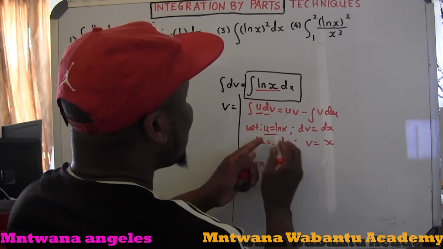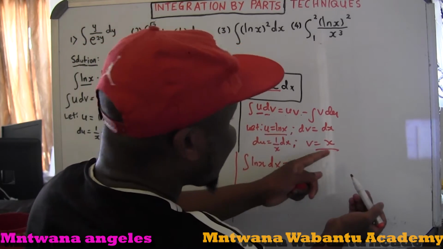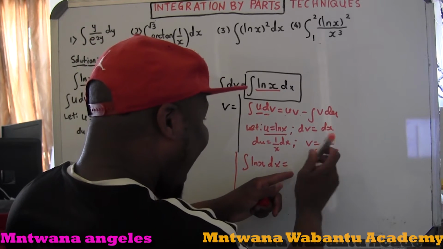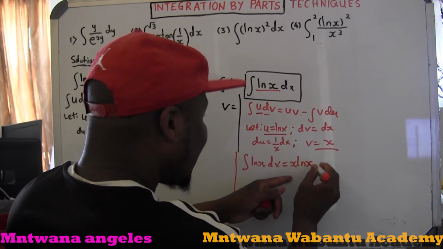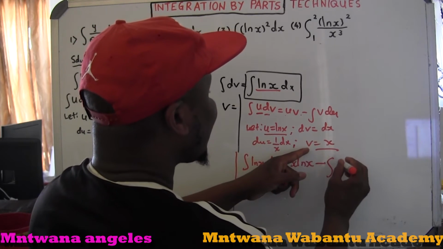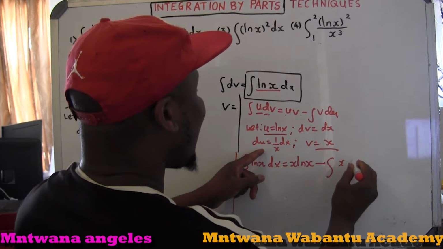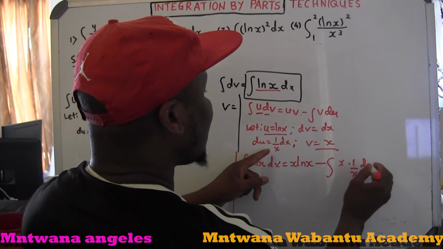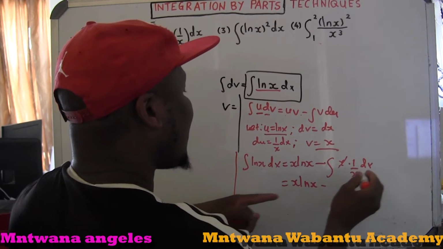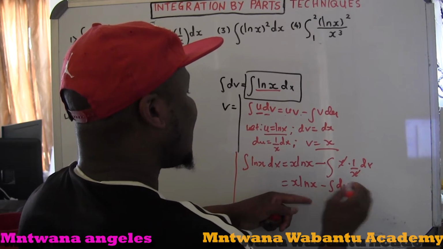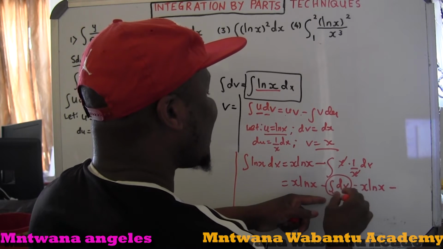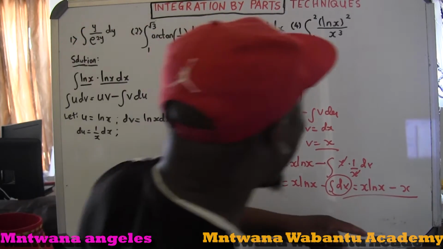Okay, uv, what is that? u times v, so ln of x times x. But most of the time I encourage you to start with the x and then ln of x after. And then minus integral v du. What is v? v equal to x. What is du? 1 over x dx. So x and x cancel. So this gives us x ln of x minus the integral of dx. Whenever you integrate dx, you get x.